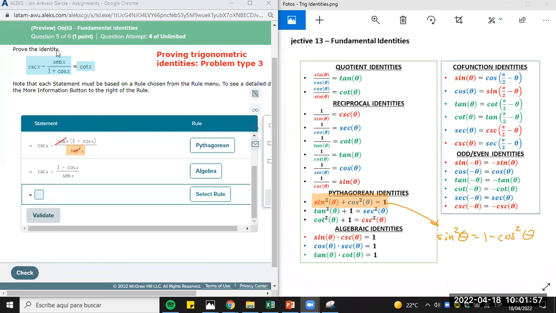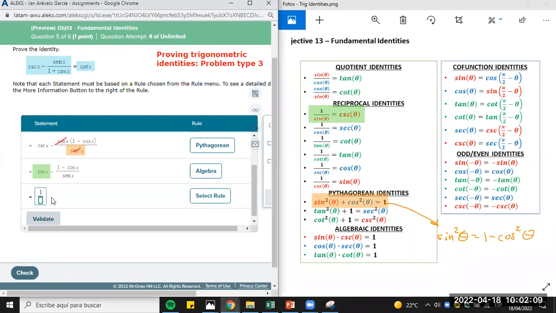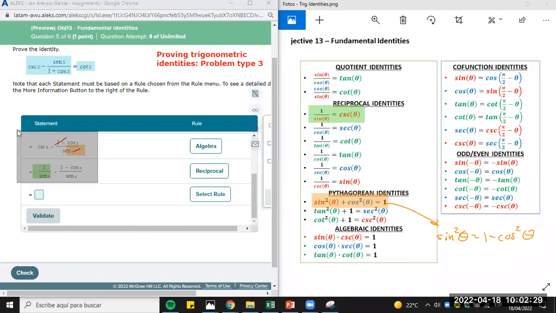Now, we're almost done. Cosecant, let's do something with that cosecant. Cosecant is 1 over sine, right? So let's change that one with a reciprocal identity: 1 over sine of x, minus 1 minus cosine of x divided by sine of x, right? So that is reciprocal, validate. And let me change this. This is no longer useful. And this is what I did, right? With the reciprocal identity.